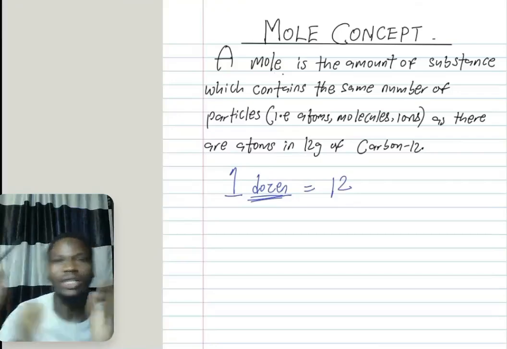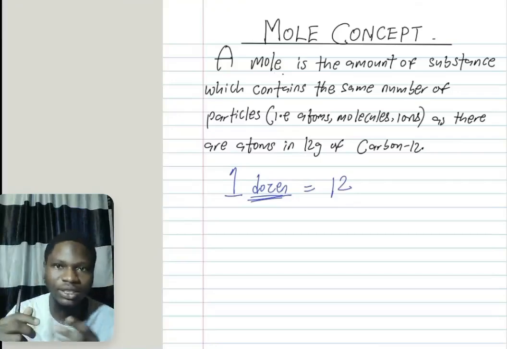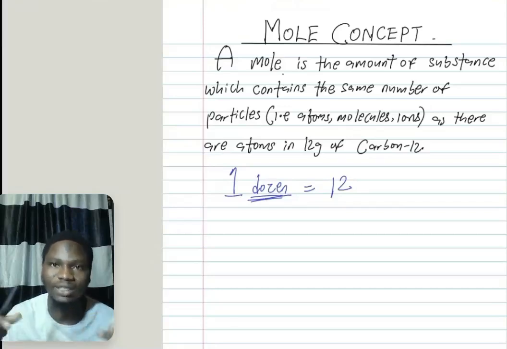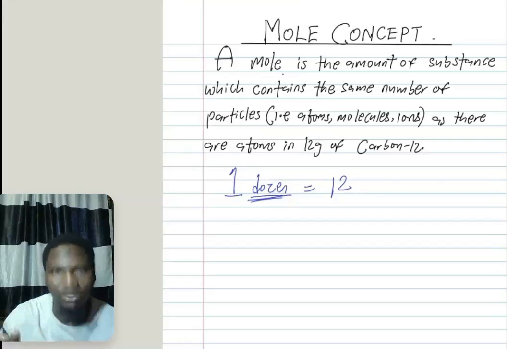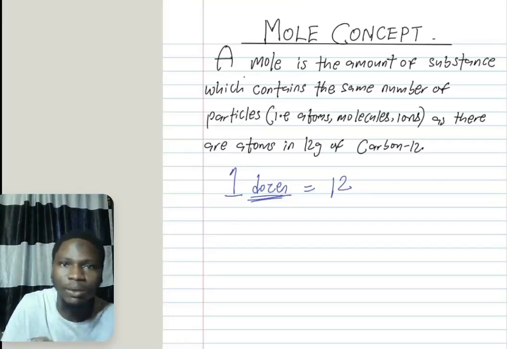Now, pay attention that scientists needed an element that would be used as a standard for all other elements in the periodic table. And the element that they picked as a standard here is carbon 12. Carbon 12 is a stable isotope of carbon. It is a stable form of carbon. Now, the definition says what?